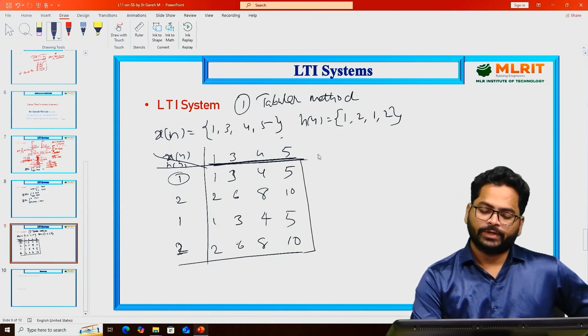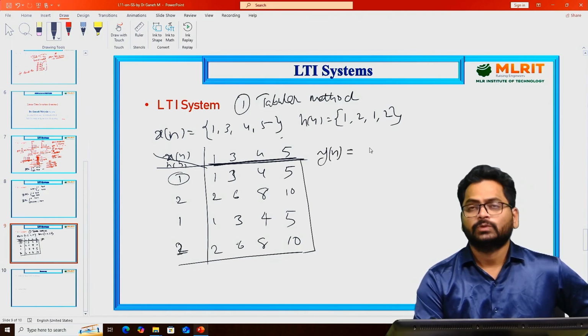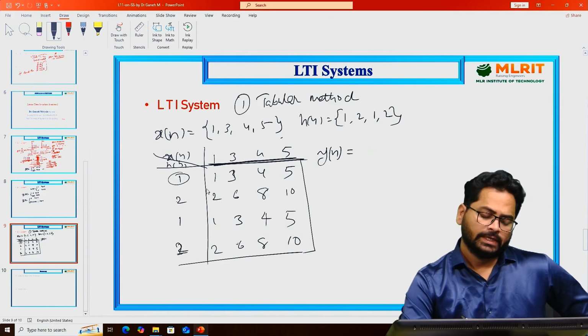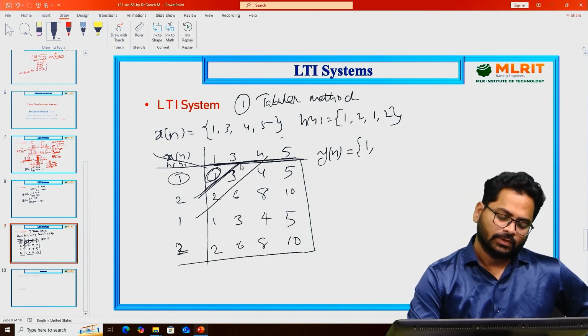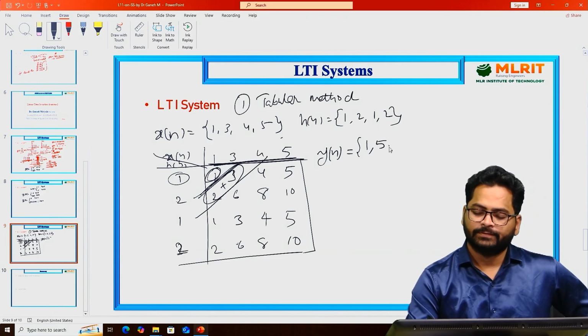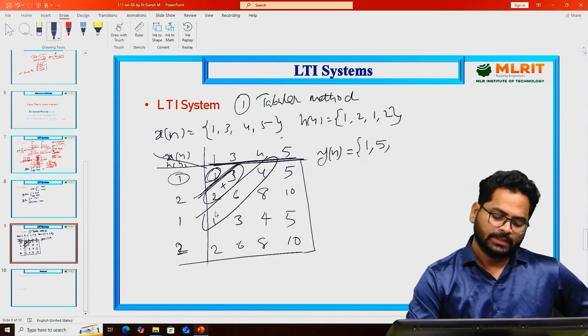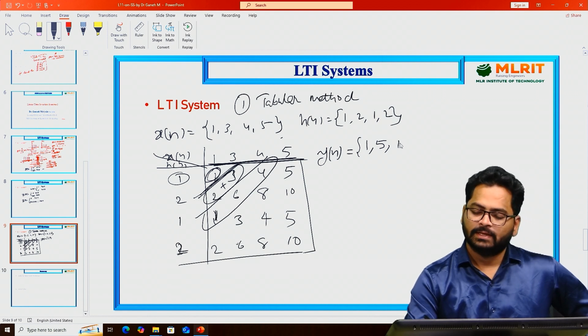To get the y of n values, take the diagonal elements. First, how many values are there? Only one is there, take it as 1. Next, for the second diagonal, you will have two values: 2 plus 3, it is 5. Next diagonal, you will have 1, 6, 4, which means it is 11.